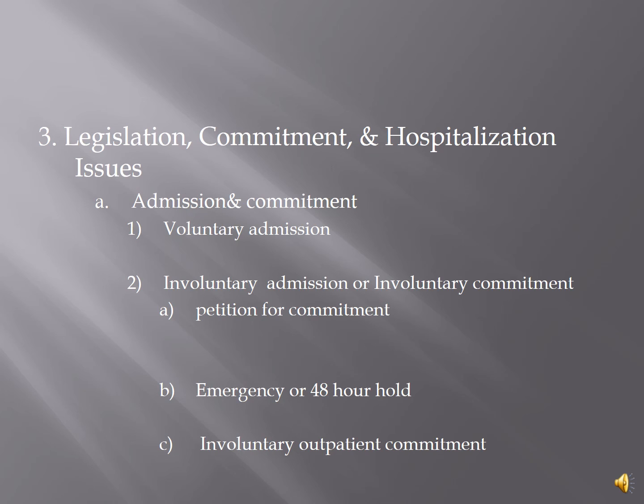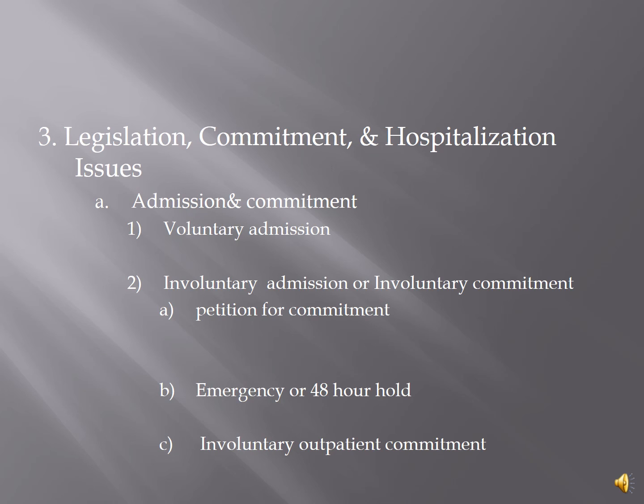The second type of admission is an involuntary admission or involuntary commitment. Under there we have three different types: petition for commitment, emergency or 48-hour hold, and involuntary outpatient commitment. First of all, let me say again, this involuntary commitment varies from state to state, so we have to abide by the state laws that we are practicing in. Let's look at petition for commitment first.